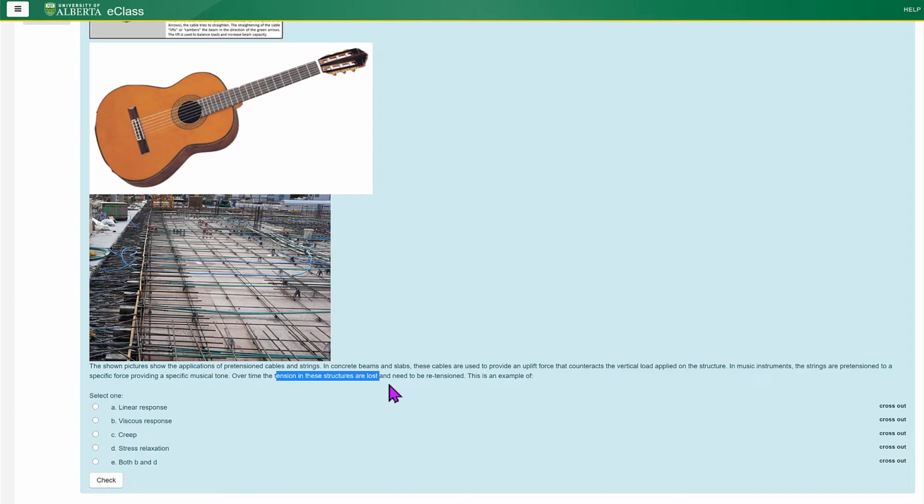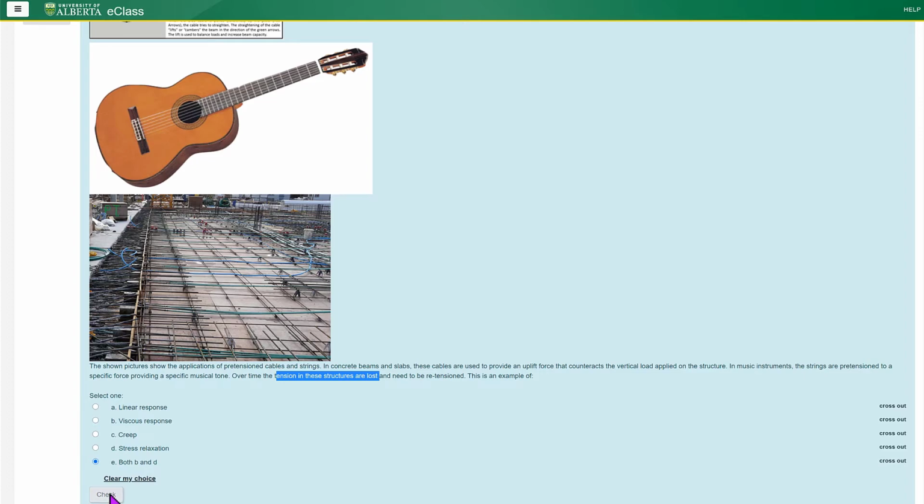So therefore, the tension goes away, and this is an example of stress relaxation. The tension starts going away, things start to relax. So we know that this answer will be both a viscous response as well as stress relaxation. So we know that the answer is going to be E, which is both B and D.